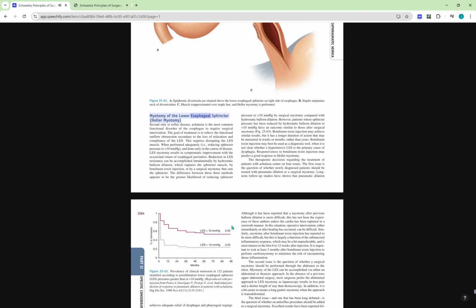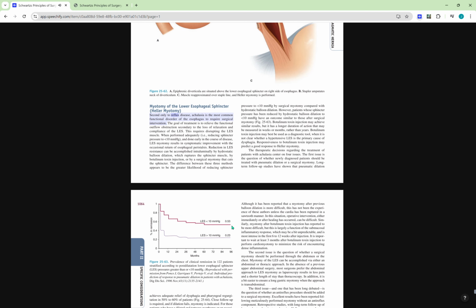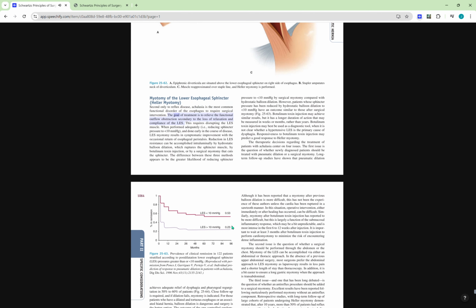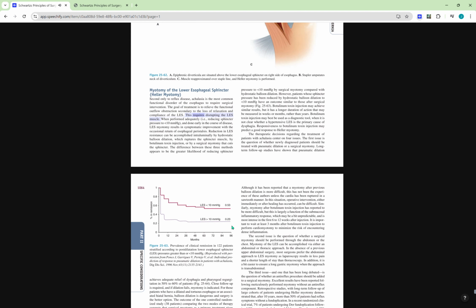Myotomy of the lower esophageal sphincter. Second only to reflux disease, achalasia is the most common functional disorder of the esophagus to require surgical intervention. The goal of treatment is to relieve the functional outflow obstruction secondary to the loss of relaxation and compliance of the LES. This requires disrupting the LES muscle.